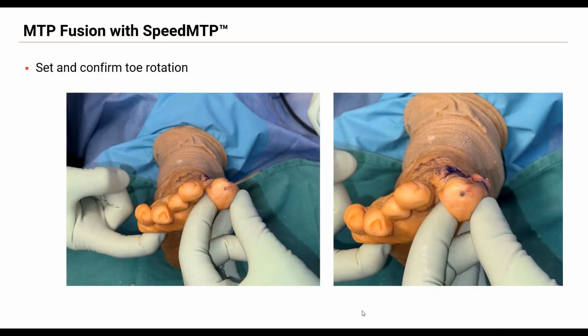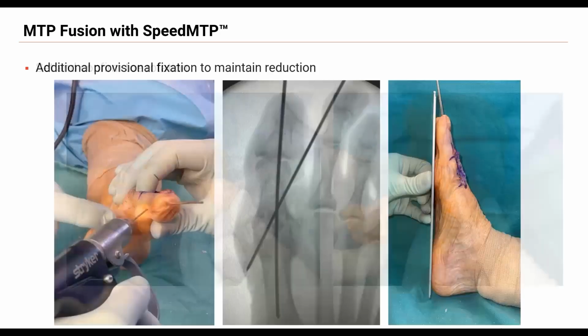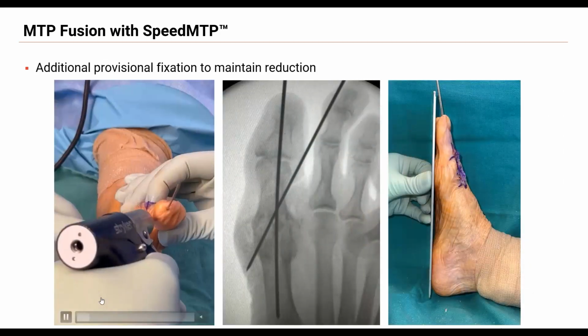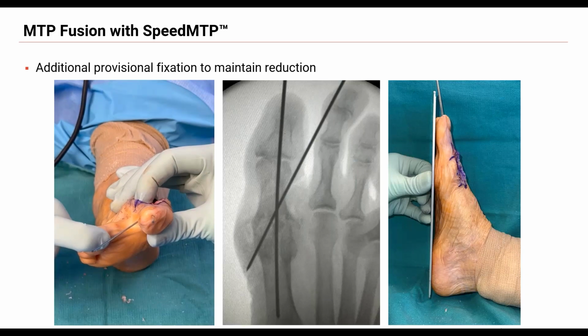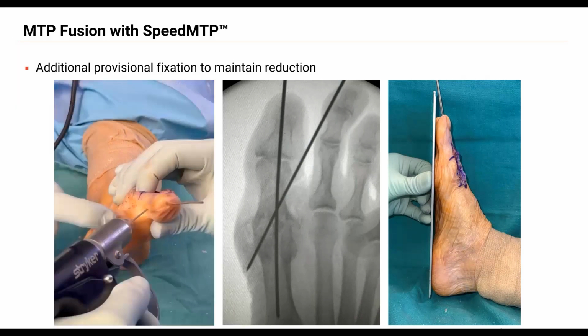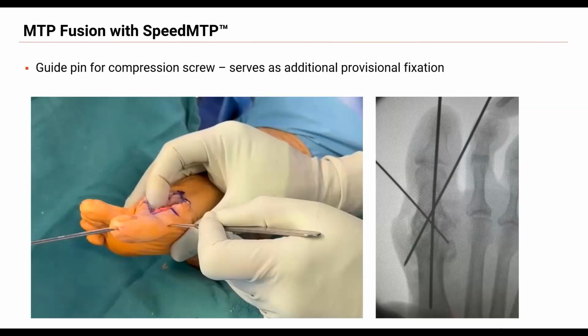And then I'm going to get the rotation right, so that's what I'm checking here. Next slide. And it obviously can rotate around that pin, so I'll add a supplemental pin. I usually do that from the lateral side, but there are many different ways to do it. Let's go to the next slide. And I just confirm that because I could still be off on that.